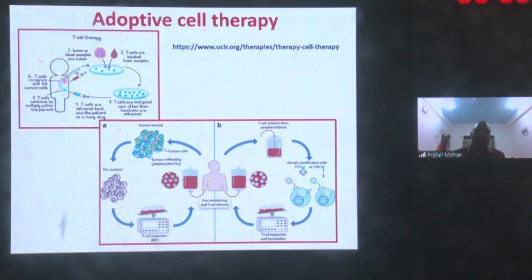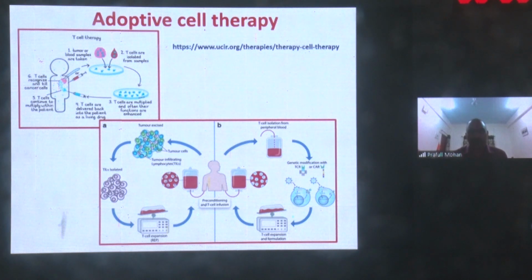Now another important or very curious therapy, which is very, very personalized, is adoptive cell therapy. So basically you take T cells from the patient and infuse them into the same patient. It's again of 3 types.